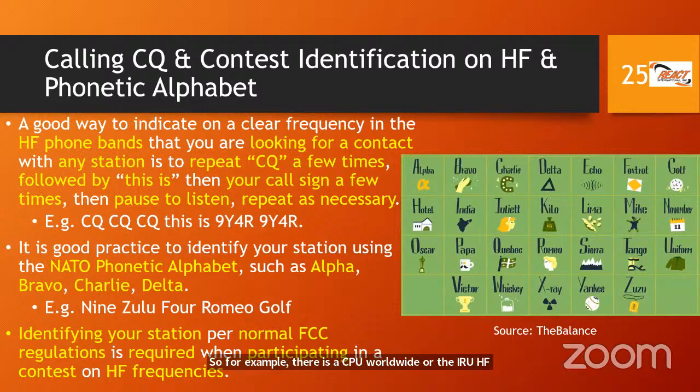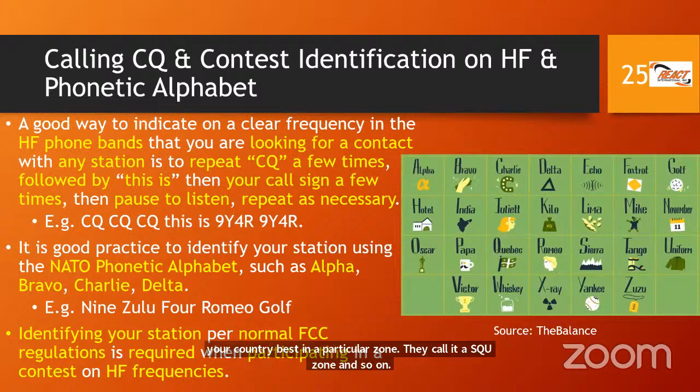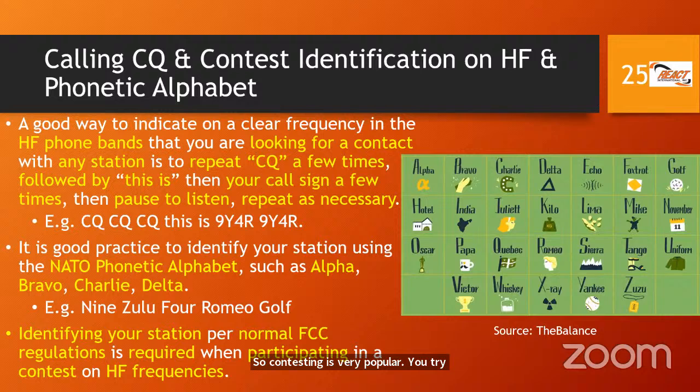Remember we said amateur radio is a hobby as well, and many people go after those awards. It can be very competitive. You can be best in your country, best in a particular zone. They call it a CQ zone and so on. So contesting is very popular. You try to make as many contacts in a short space of time. Sometimes a contest is for 24 hours, sometimes it's for 2 days, and so on.